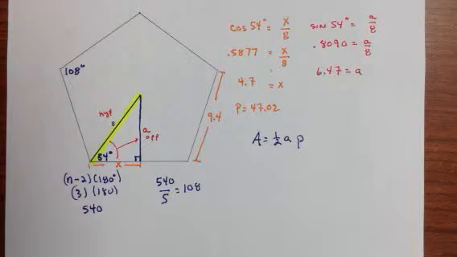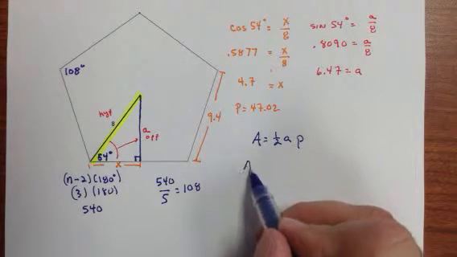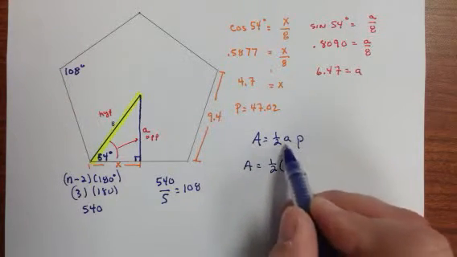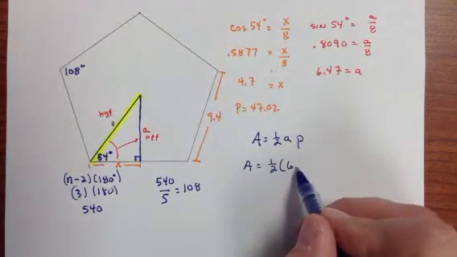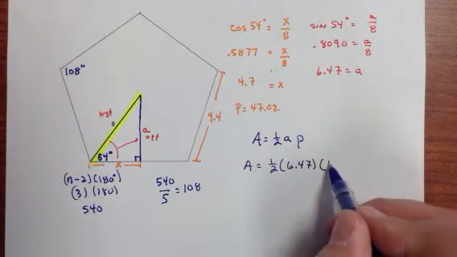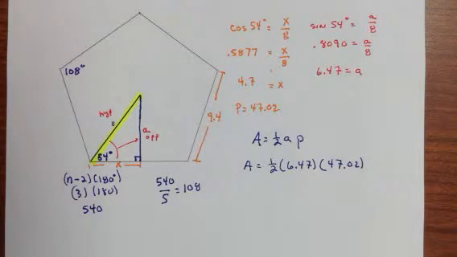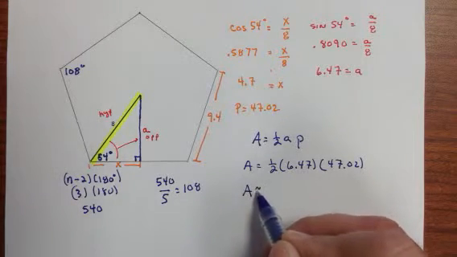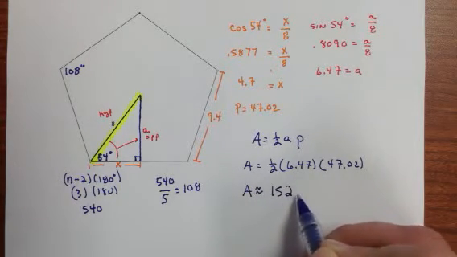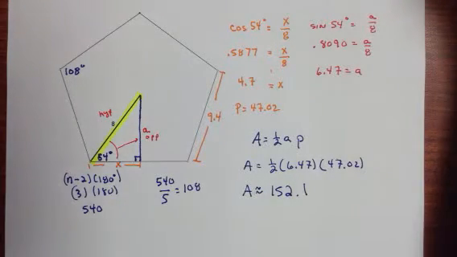All right, now we're ready. So we know that A is equal to 6.47. The perimeter is 47.02. So we're going to go 6.47 times 47.02 divided by 2, and we're going to get 152.1 for our approximate area of that regular pentagon.